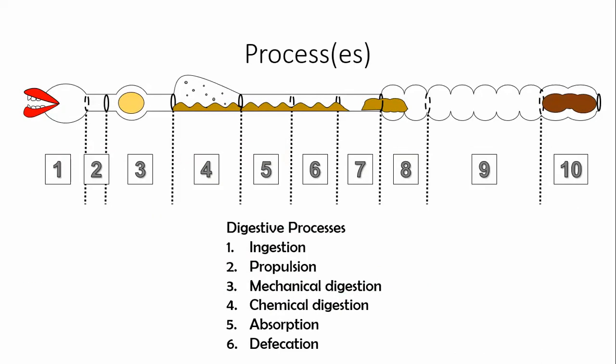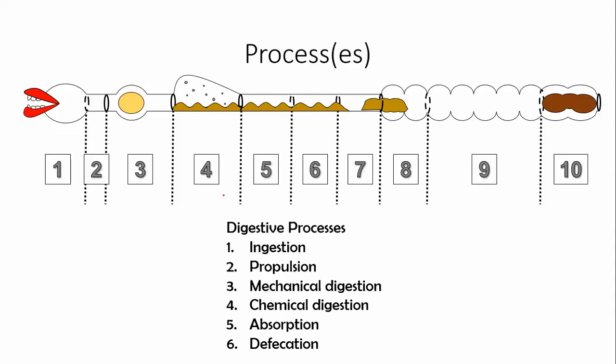Next, what probably gave you the most mental fits, is processes. There are 6 processes that occur throughout the digestive tract. However, not all of them occur in every single location. So, in some of these regions, you're going to have one, maybe two of these processes occurring. In other regions, you might have 3, 4 processes occurring at the same time.